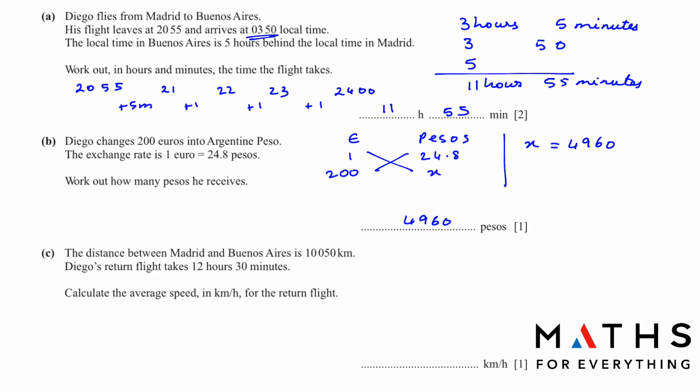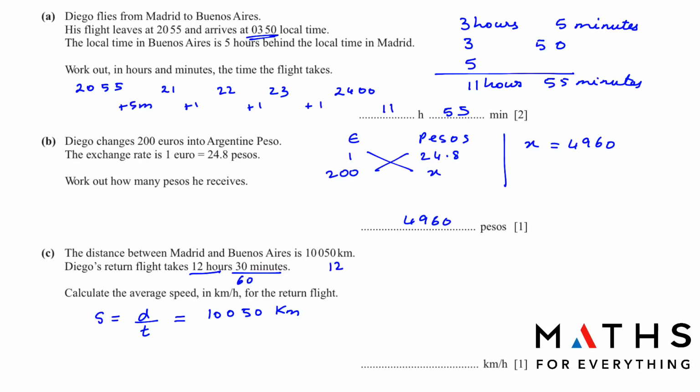Speed is equal to distance over time taken. Distance is 10,050 kilometers and we want the answer in kilometers per hour. And we have 12 hours and 30 minutes. To change the minutes into hours, we divide by 60. That will give us half.